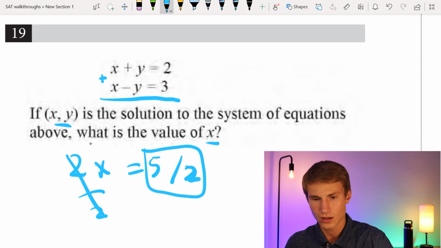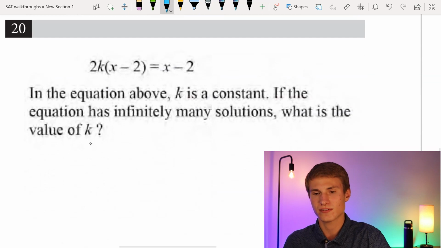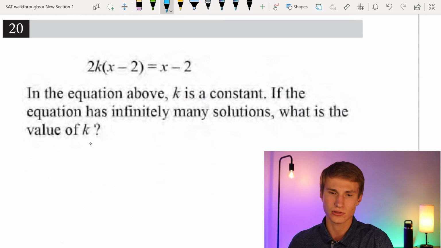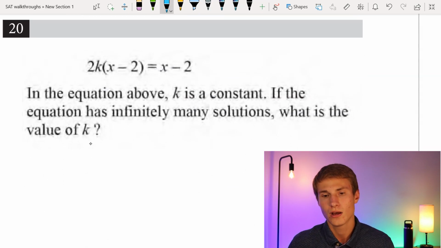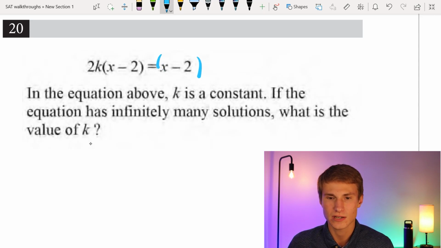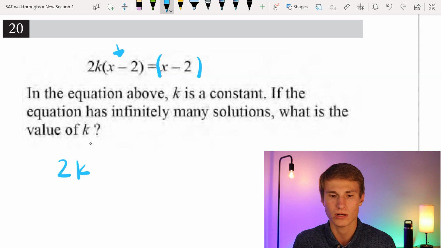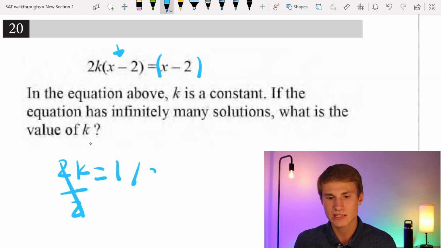5 over 2. All right, moving on to number 20 now. In the equation above, k is a constant. If the equation has infinitely many solutions, what is the value of k? In order for there to be infinitely many solutions, we have to have the same equation on our left and right sides. We see our right side is x minus 2. We see we also have x minus 2 on our left side. Therefore, we need 2 times k to just equal 1. Well, in order for 2k to equal 1, we would divide each side by 2 to isolate k. And we see k's got to equal 1/2, so our answer for the value of k is going to be 1 over 2.